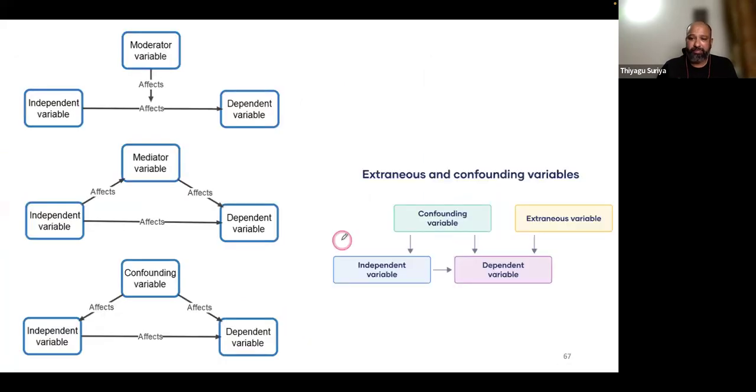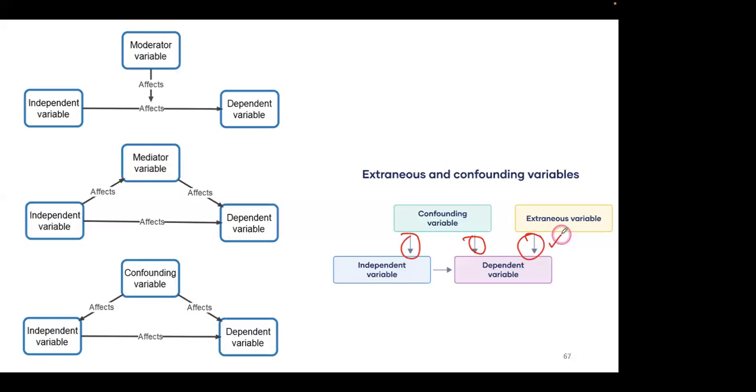This is another example, the same thing. It's a very important example. A confounding variable affects both x and y. An extraneous variable affects only the dependent variable, only y. It does not affect both x and y.